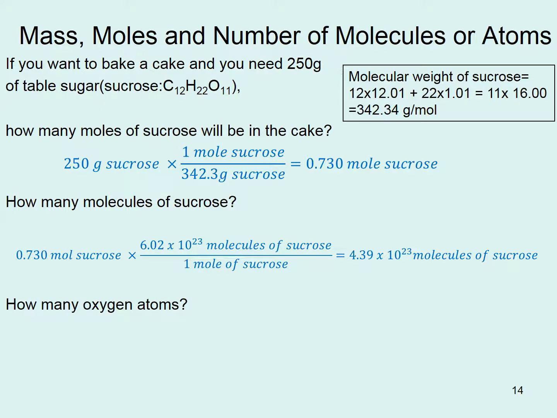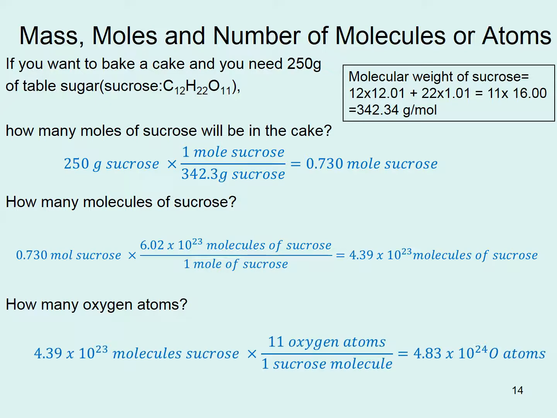All right, how many actual oxygen atoms do we have? Well, notice that there are 11 oxygen atoms for every 1 molecule. So we would take 4.39 times 10 to the 23rd molecules of sucrose, multiply by 11 oxygen atoms for every 1 sucrose molecule, and you see we get 4.83 times 10 to the 24th oxygen atoms. Just yeah, that's good.